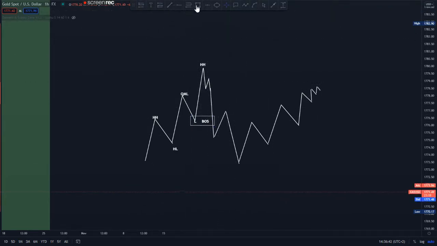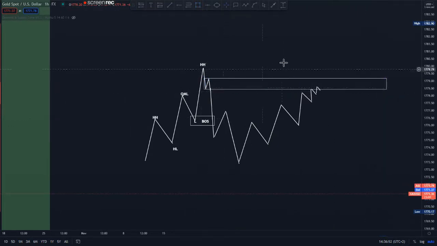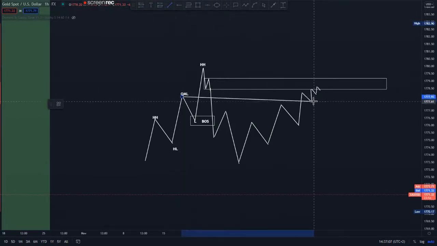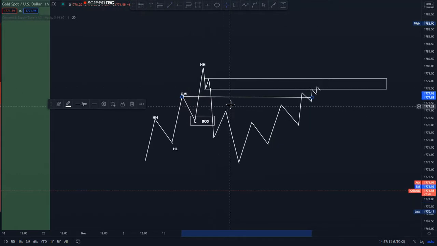Then what happens? This level here becomes our supply zone, because it will actually be a drop-base-drop, or what we call a double Marocan. At this level, that's why you expect to look for a supply zone. The supply zone can actually be at the exact QML right here. Sometimes it will be slightly above the QML, sometimes it will be below.